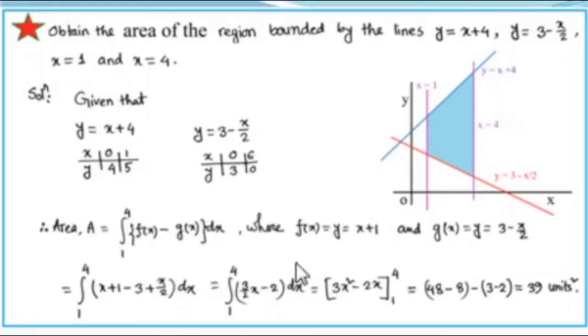So for the calculation, we put in the upper curve and lower curve, then integrate, put in the upper limit and lower limit, and calculate to get 39 square units. Hope you can understand. For this sort of problem you have to draw the figures, find out the regions, and then evaluate the area.